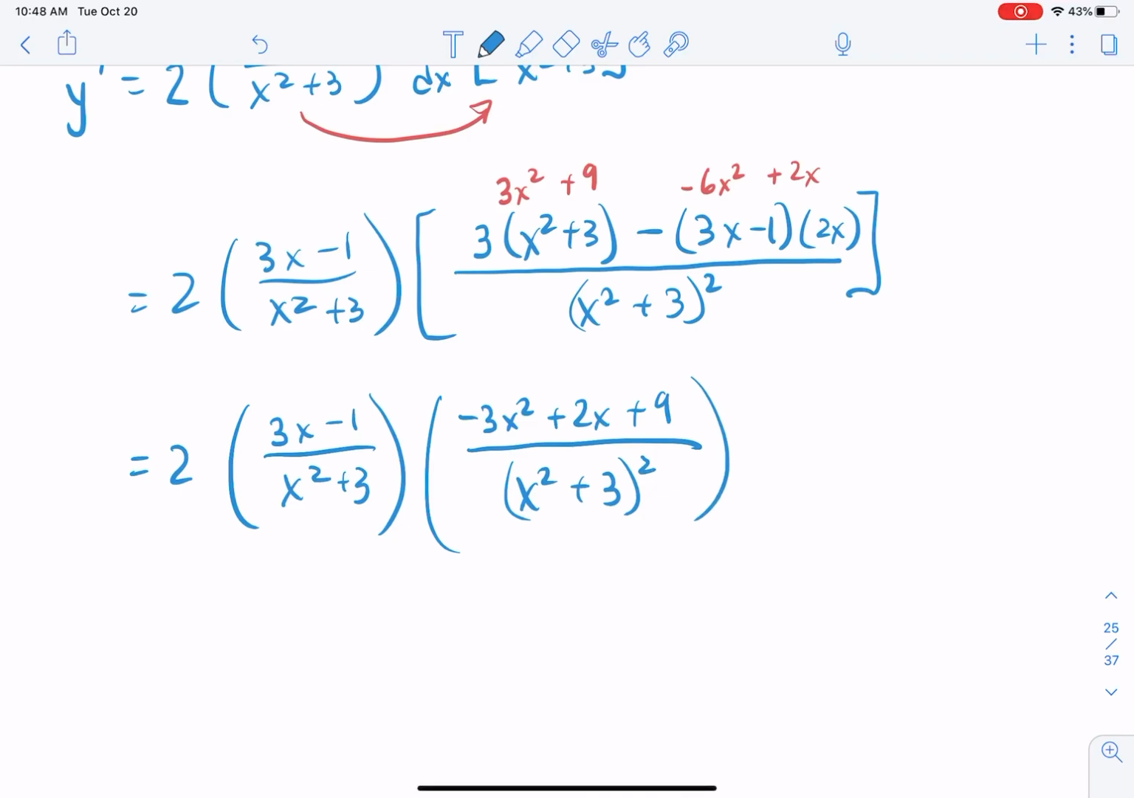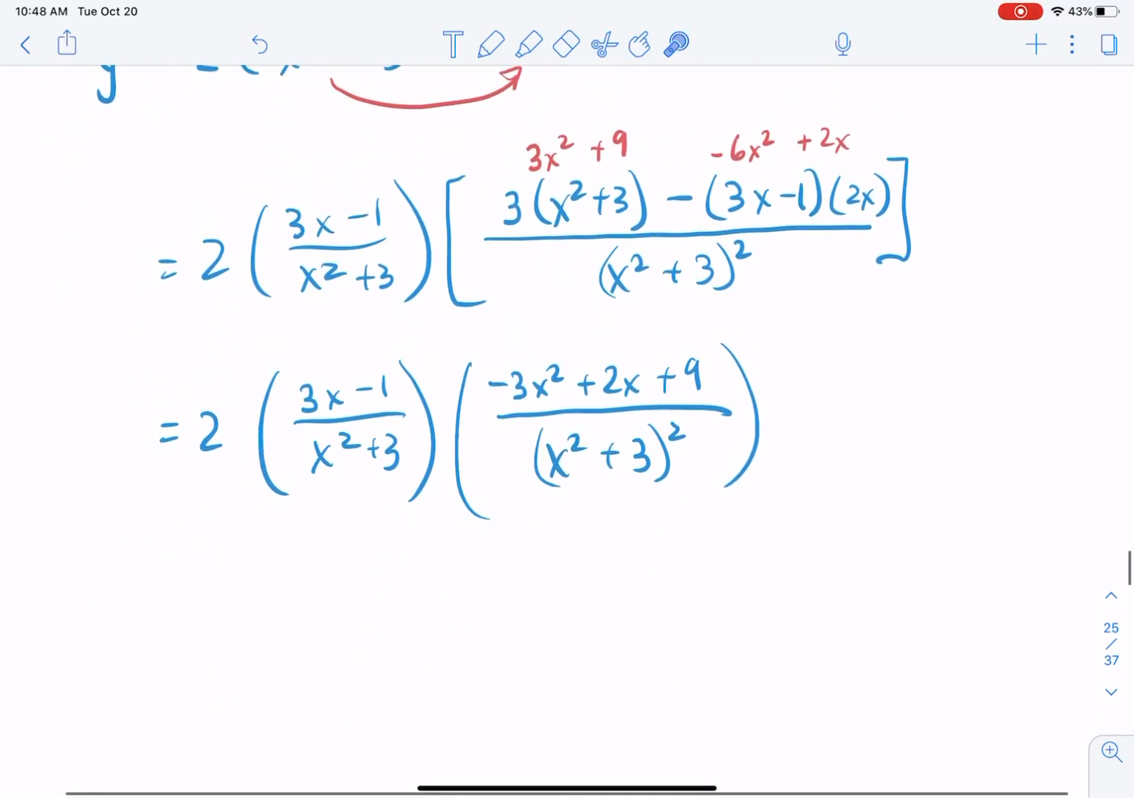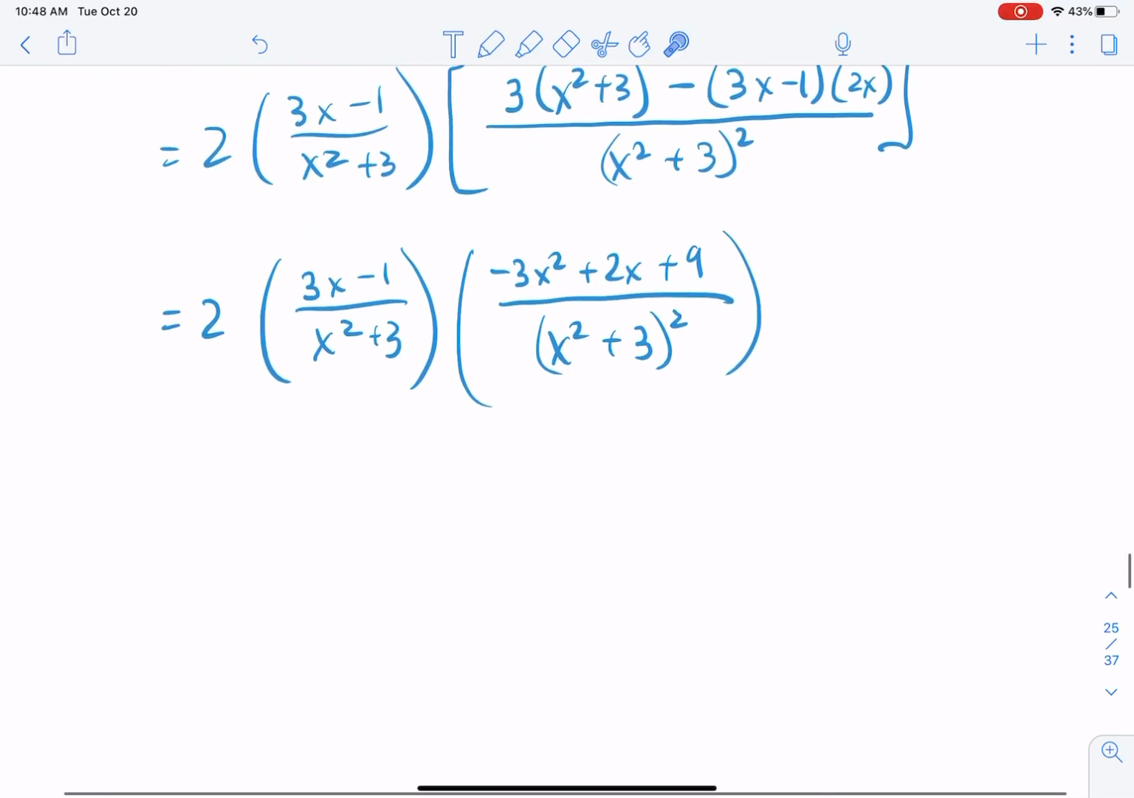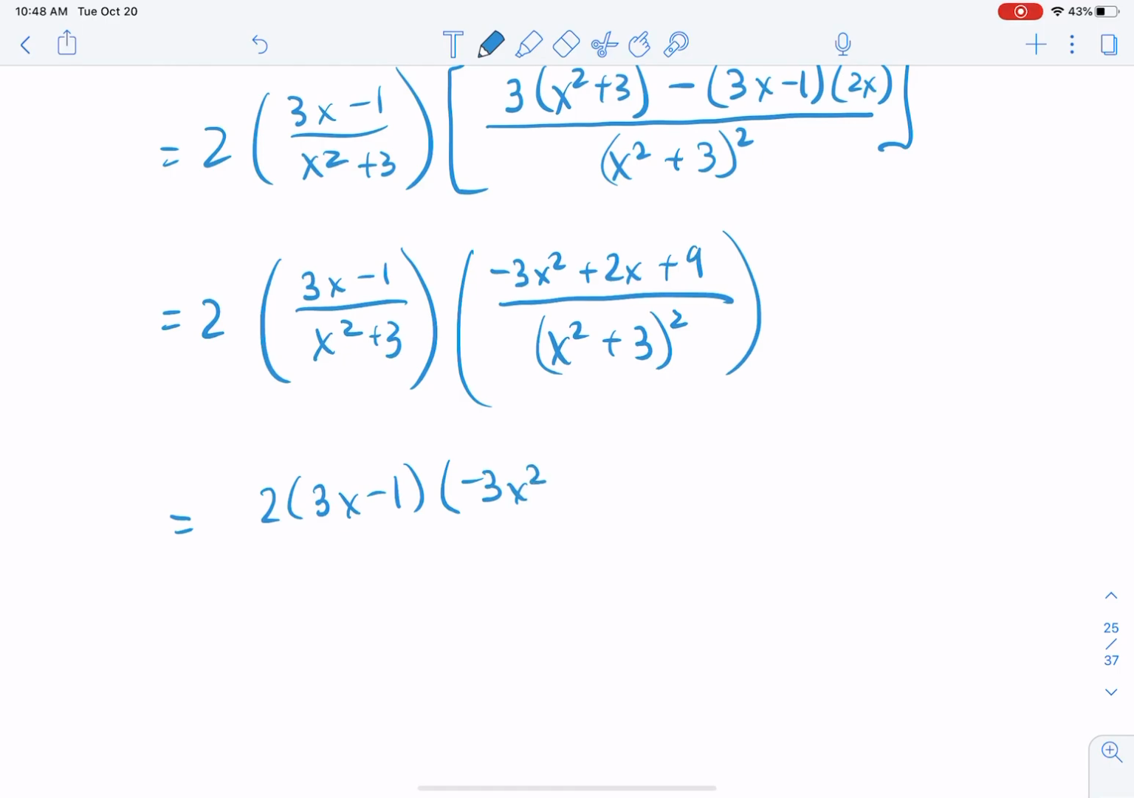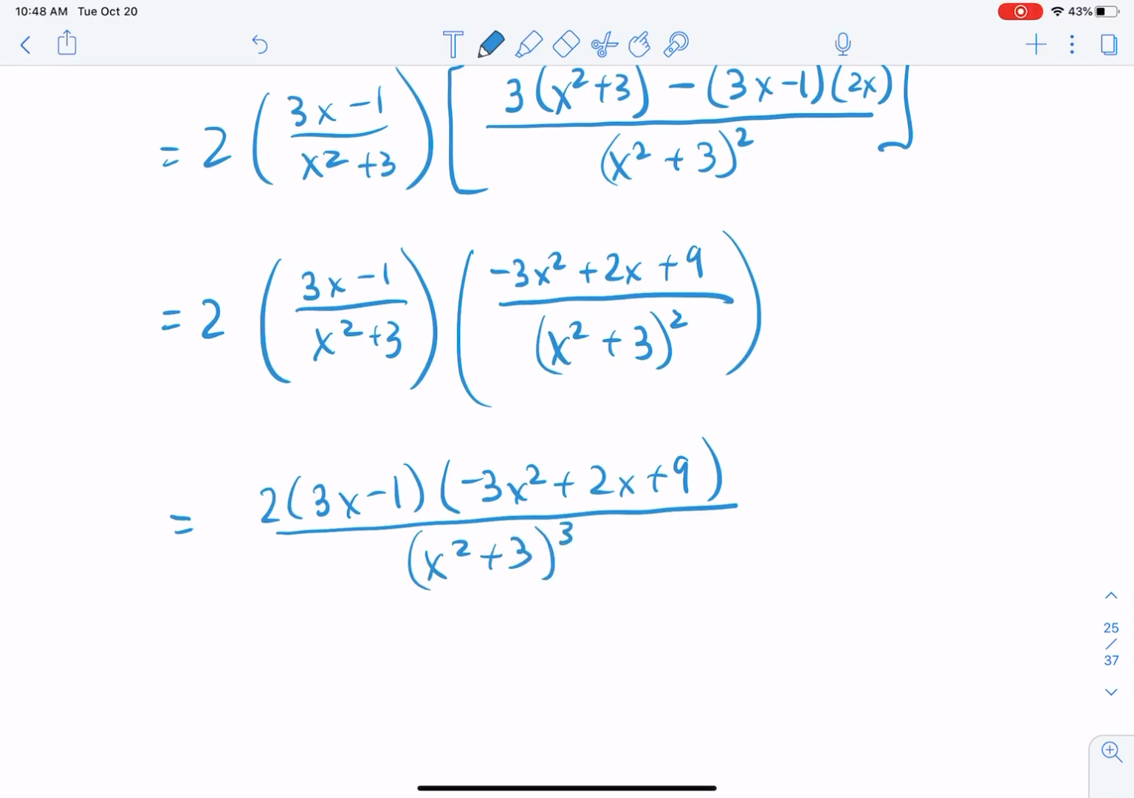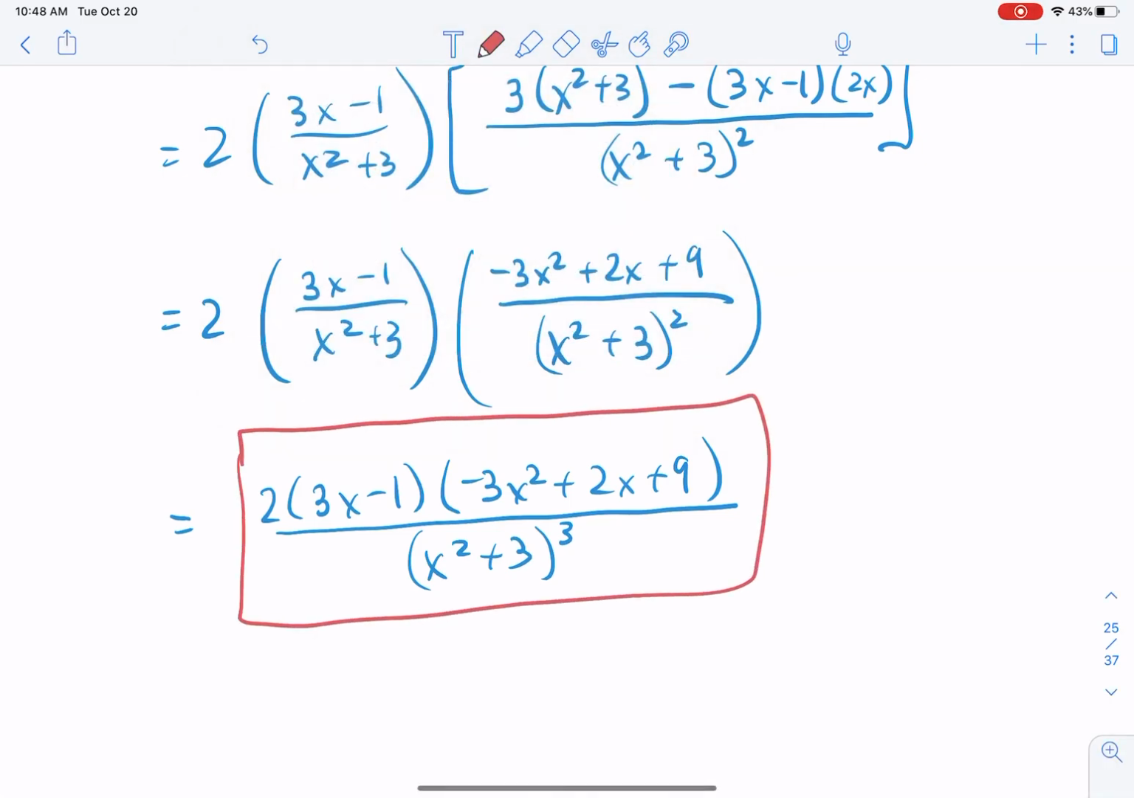And then maybe one more simplification. I can combine these two powers of x squared plus 3 to make one and get something along the lines of 2 times 3x minus 1 times negative 3x squared plus 2x plus 9, all over x squared plus 3 cubed. Okay. And I would say call it a day, but we called the other one a day, so this one doesn't get called that.